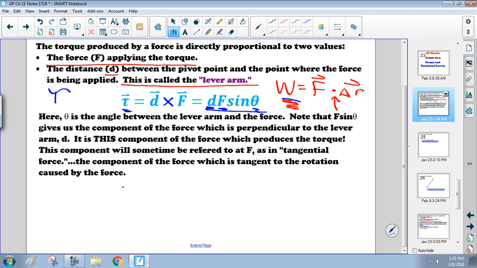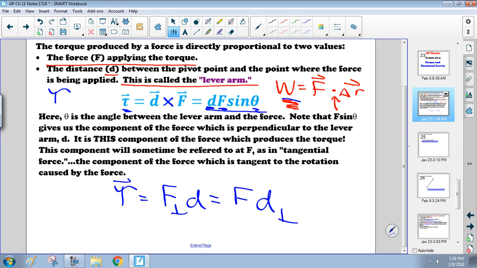To remember that your torque is equal to your force times the length of your lever arm, and you need the component of the force that produces the torque, which is the component of the force that is perpendicular to your lever arm. Okay? Or equivalently, you could multiply the force by the component of the lever arm that's perpendicular to the force. Okay? Ultimately, I think that's going to be most easily explained by doing an example.